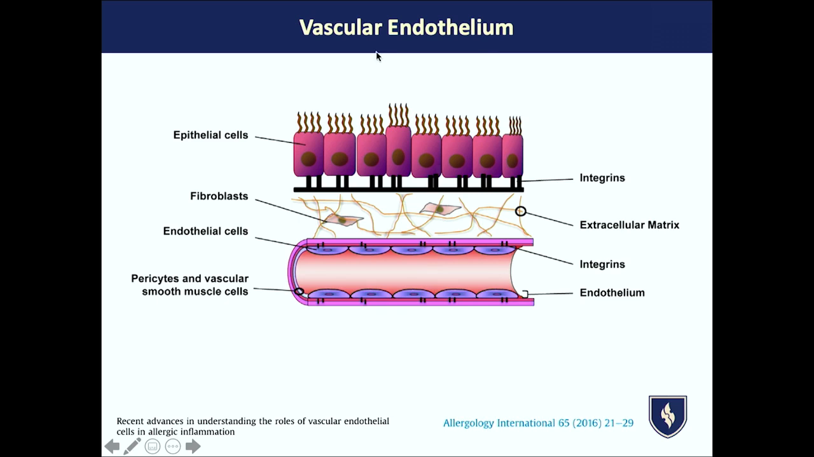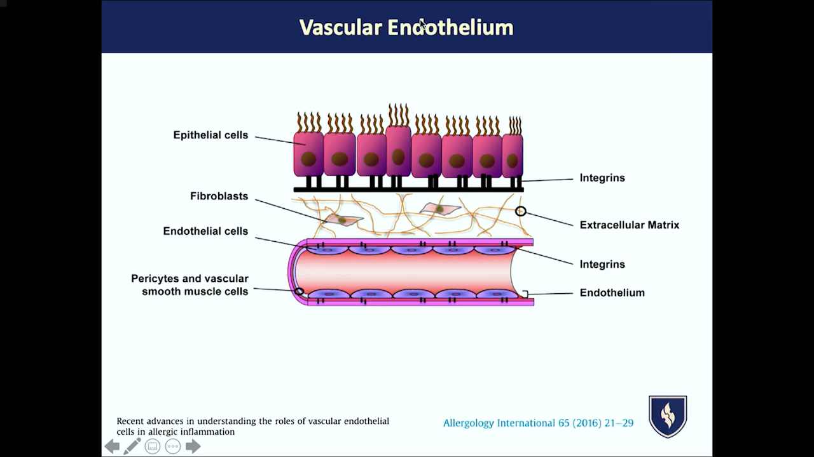And now when you look at the vascular endothelium, these endothelial cells, it's just like the gut. They have to have tight junctions. And if these vascular endothelial cells start to open up, then you can get a whole series of events that take place that then lead to atherosclerosis.